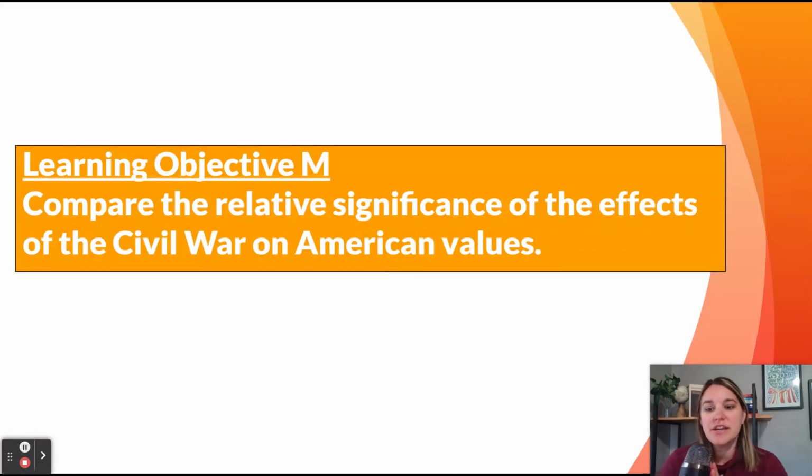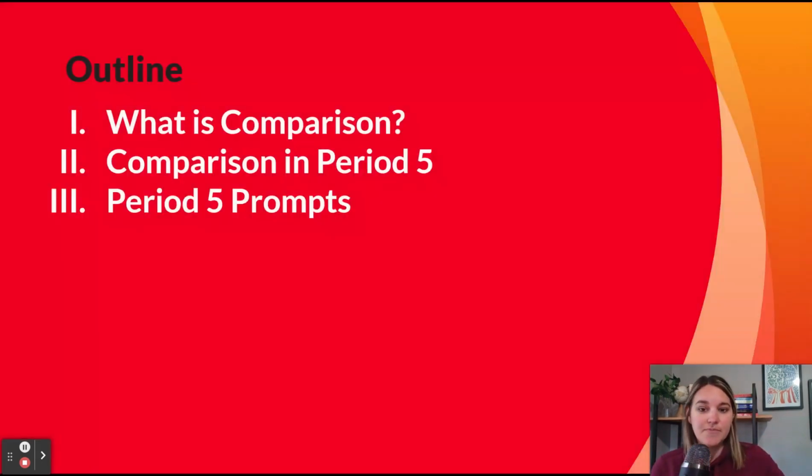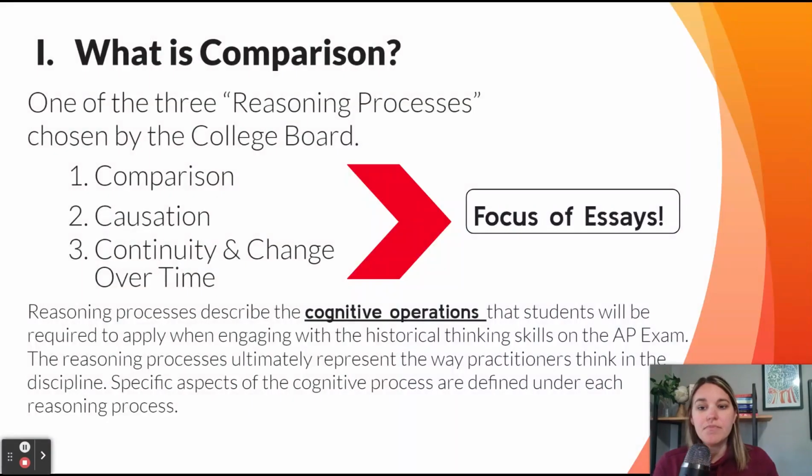So, our learning objective is to compare the relative significance of the effects of the Civil War on American values. While there's a lot of things you can compare in period 5, we are just going to zone in on the effects of the Civil War on American values. So, to start, what is comparison? We're going to look at some specific examples in period 5 and then a sample prompt.